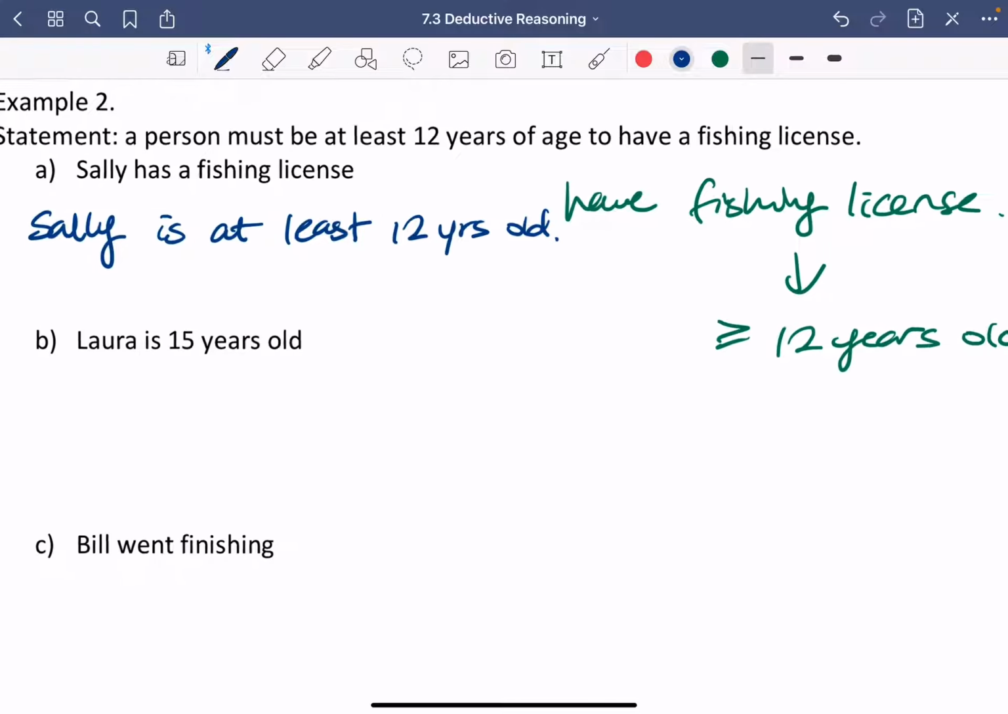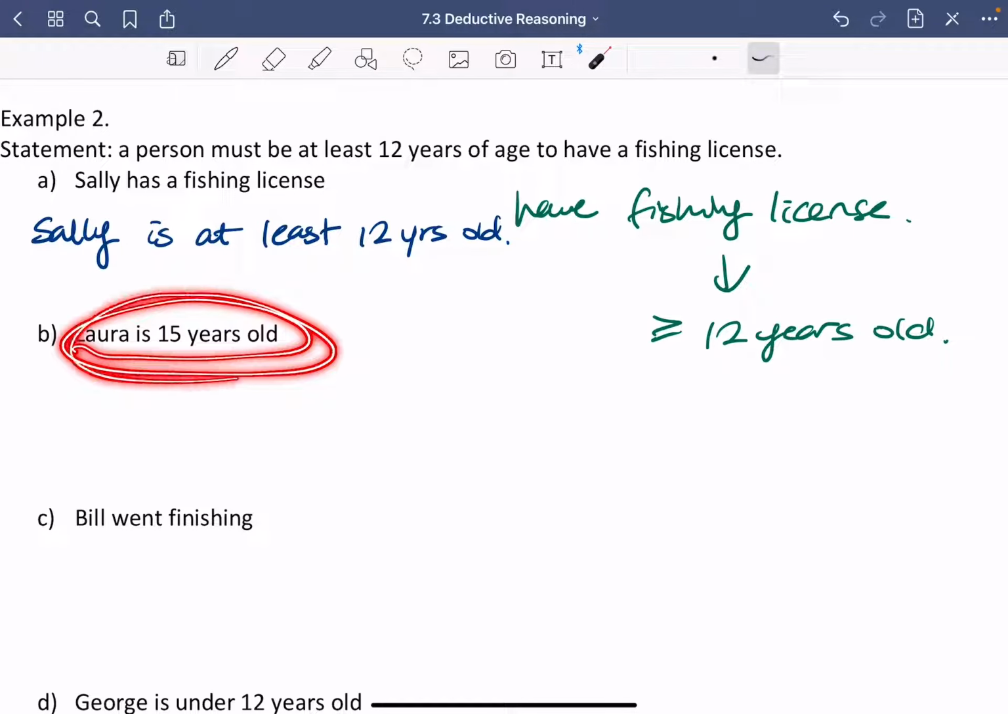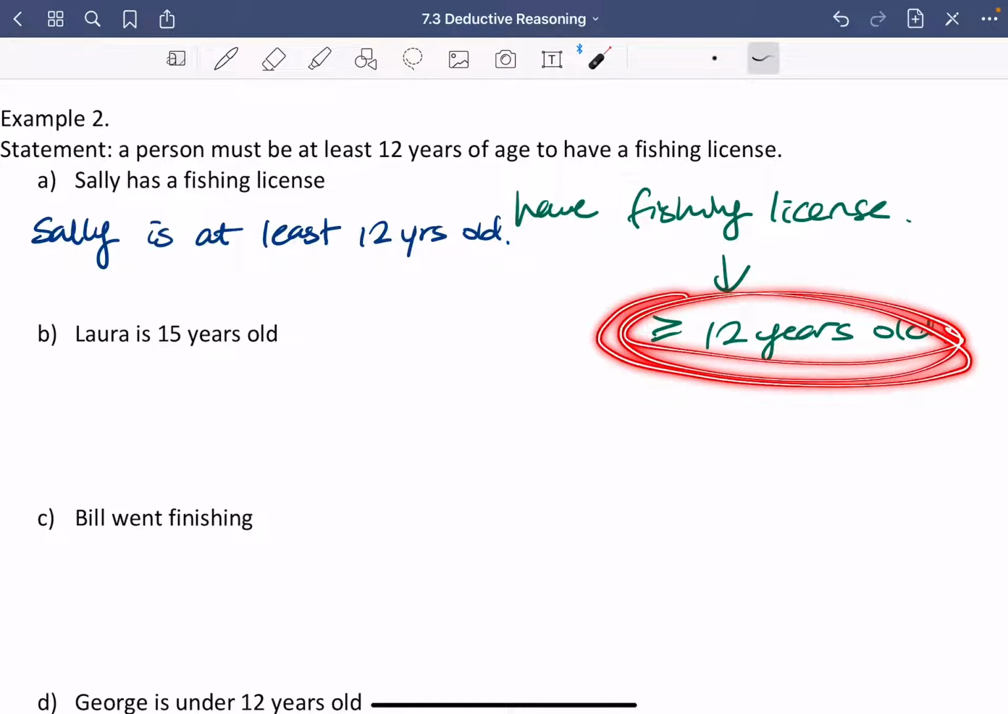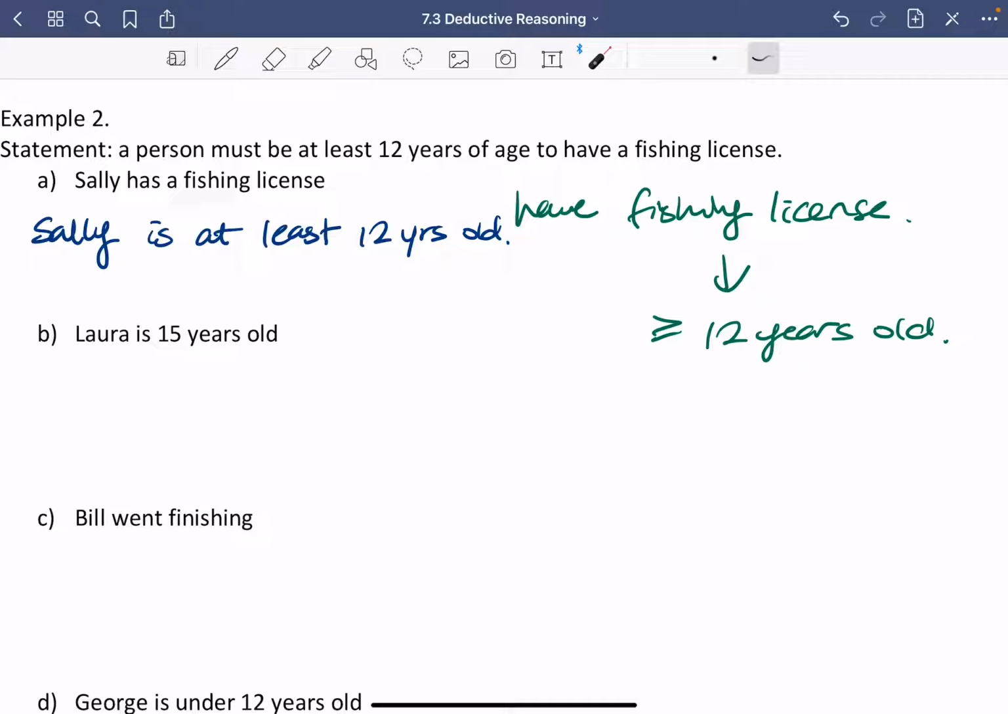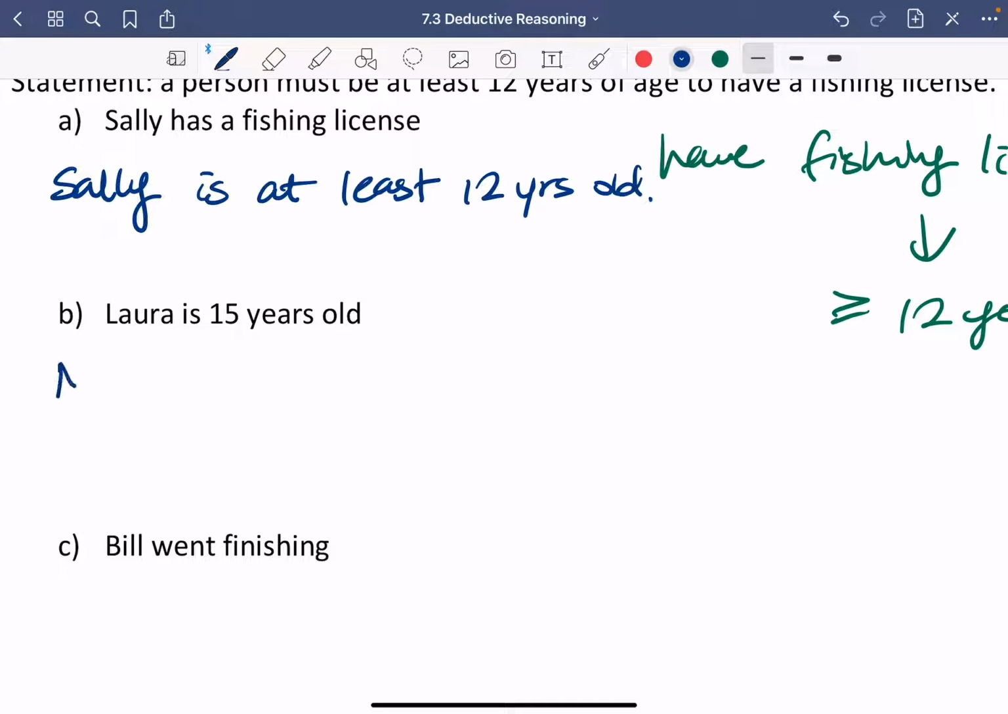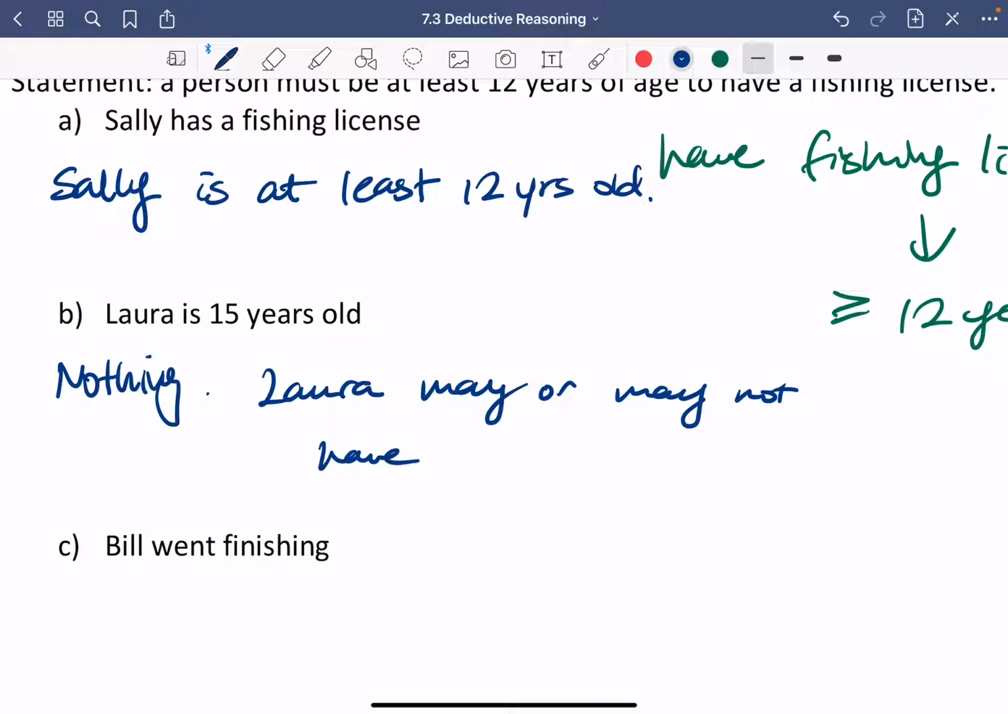Okay, now let's look at the second question. Second question says Laura is 15 years old. Well, okay, Laura is greater than 12 years old. What next? Did it say anything about more than 12 years old? No, it did not. So we actually know nothing about Laura. She could or could not have a fishing license. So Laura may or may not have a fishing license.